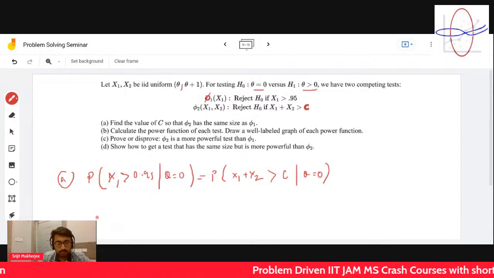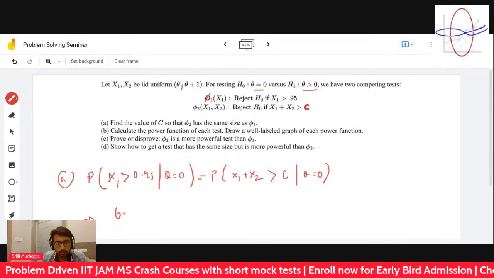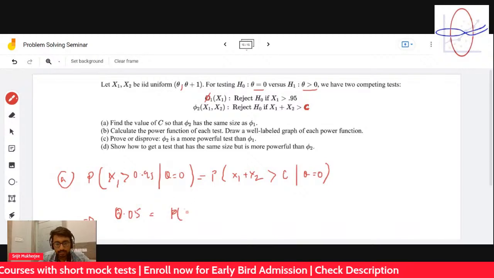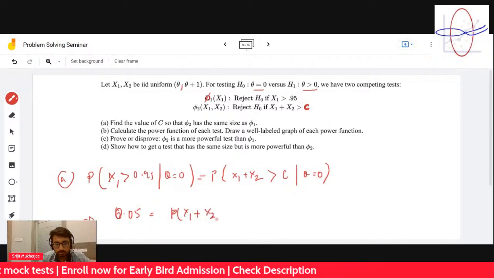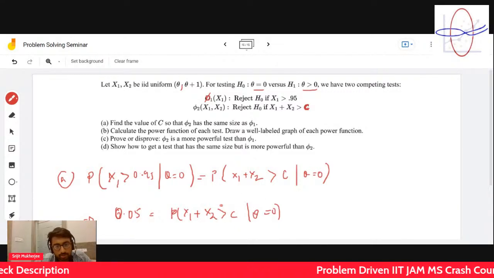So we know this, so it's equal to what? It's equivalent to saying that the probability of x1 greater than 0.95 given theta equal to 0 is 0.05, which is equal to the probability of x1 plus x2 greater than c given theta is equal to 0. You can find out the distribution of x1 plus x2.